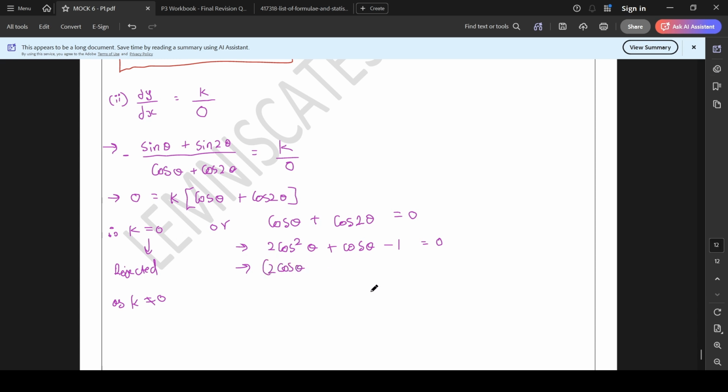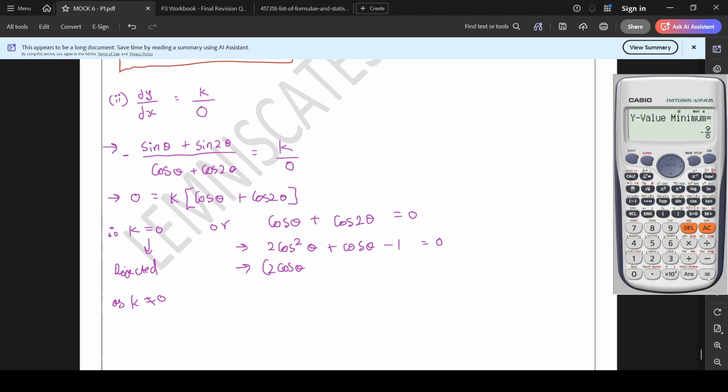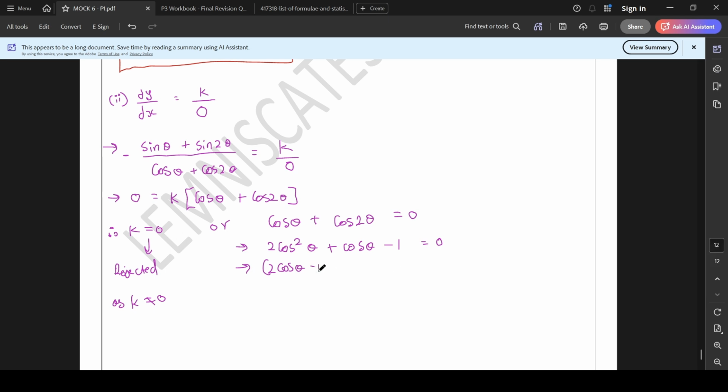2 cos theta, what was it? Minus 1, and cos theta plus 1. 2 cos theta into cos theta will become 2 cos square theta, so I don't need to multiply anything outside. And this means that cos theta is equal to half, or cos theta is equal to minus 1.